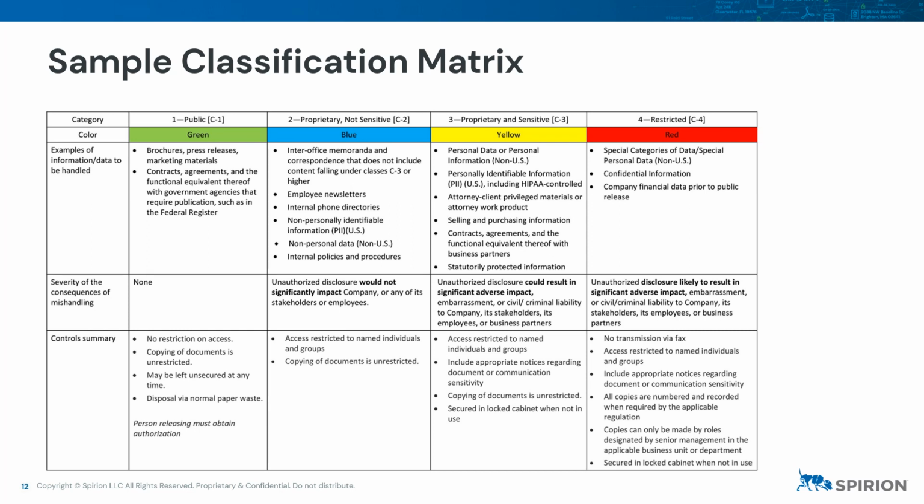So, for example, yellow. You can see all kinds of categories of data here. You've got non-US personal data. You have US personal data that's HIPAA controlled. You have attorney-client privilege materials. So you have things that are very sensitive, but there's even additional sensitivity, things that would produce even bigger problems. For example, company financial data prior to public release, a lot of this idea of material non-public information, that's super radioactive, and as a consequence, you want to have even stronger controls.